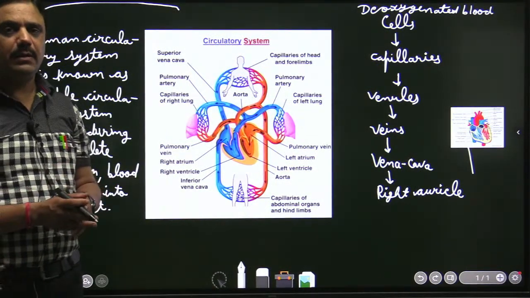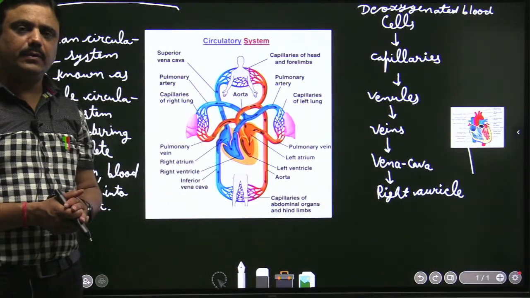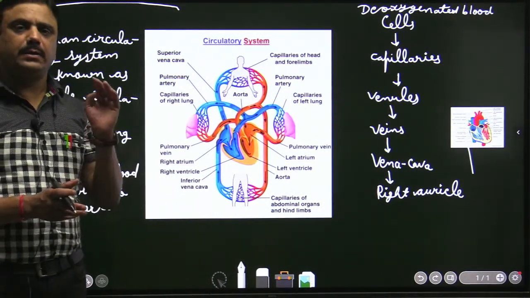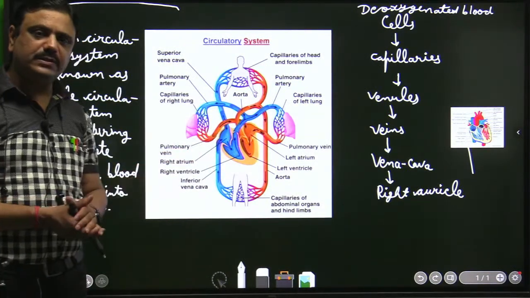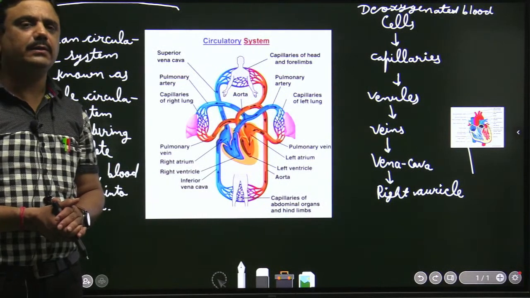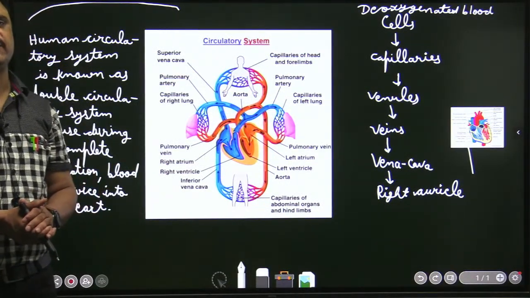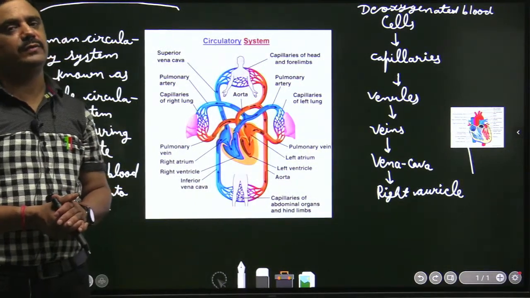without mixing. Now we have seen that valves are also there between the auricles and ventricles. Bicuspid and tricuspid valves are there. What is the use of these valves? These valves prevent the backflow of the blood.